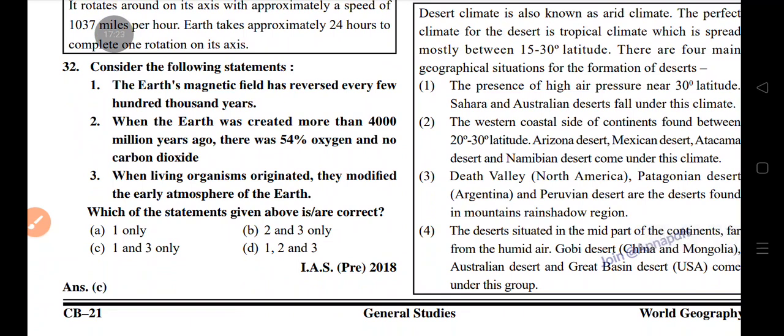Earth's magnetic field has reversed every few 100,000 years. When living organisms originated, the early atmosphere of the Earth was modified.